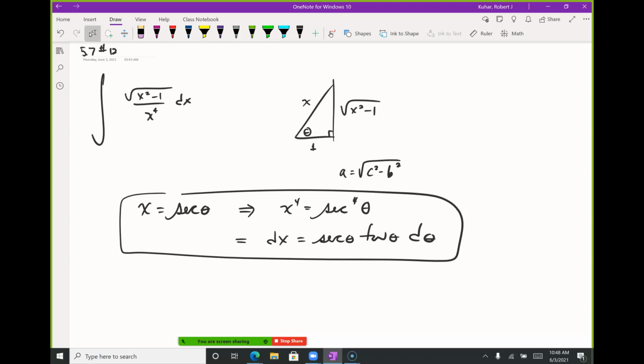Could you explain again why we're working with secant? Just because I'm saving you a negative sign. I'm trying to be as positive as I can. So derivative of secant is secant tangent. Derivative of cosecant is negative cosecant cotangent. I'm just saving you a negative.